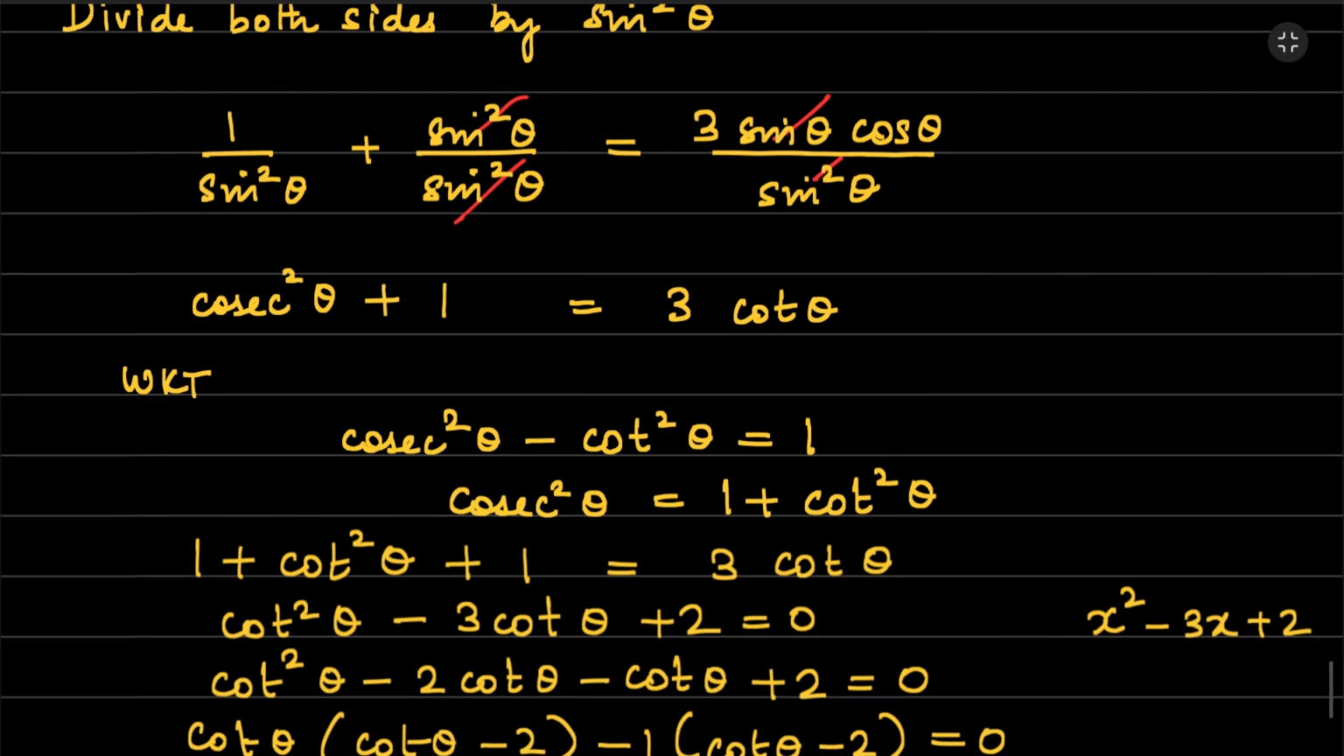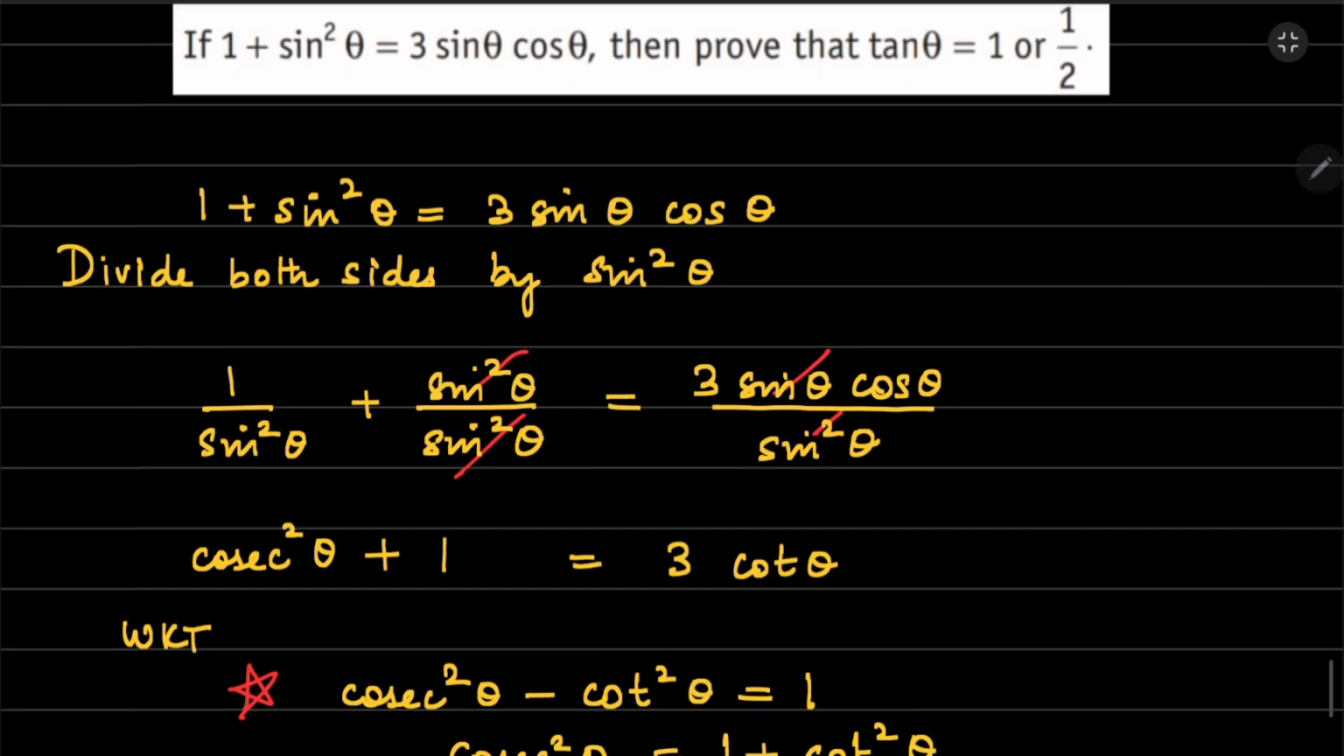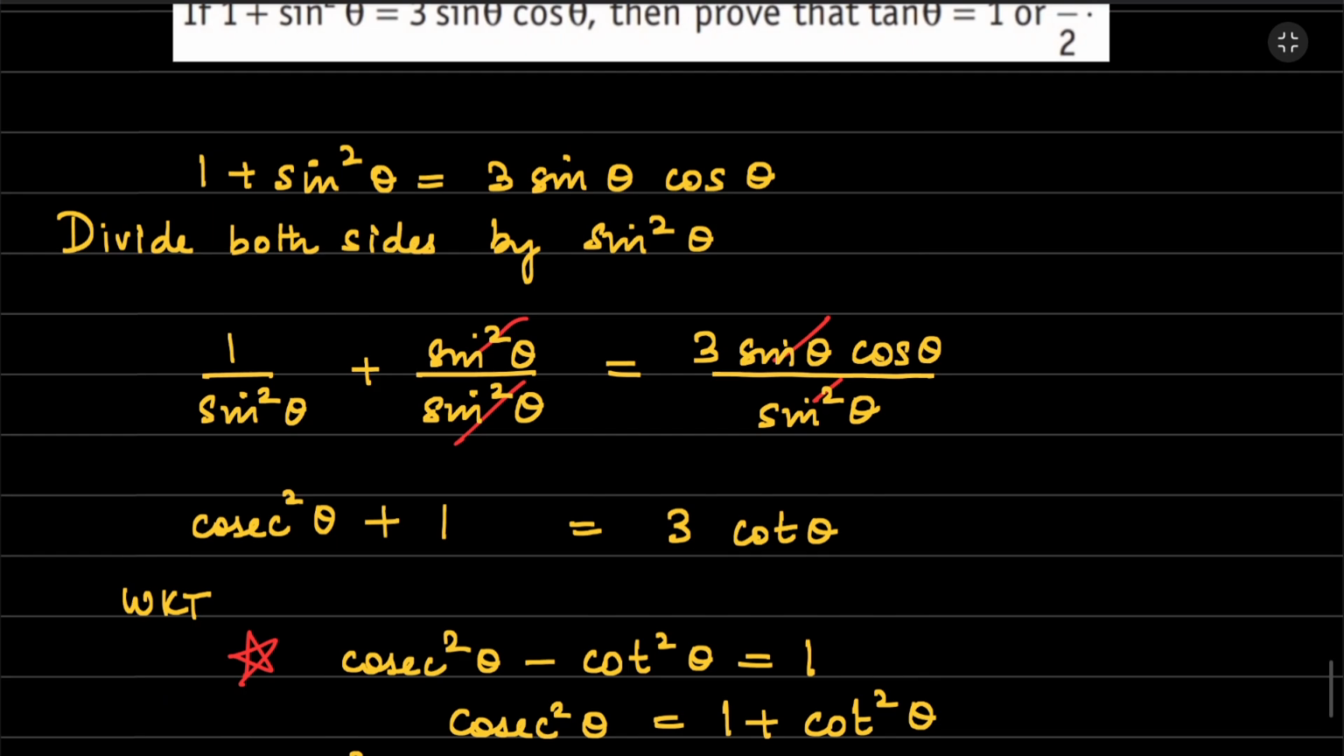So just remember this identity here. Okay, this one is very important. Cosecant square minus cot square equal to 1. Similarly, secant square minus tan square is also equal to 1. Let's move on to the next question.